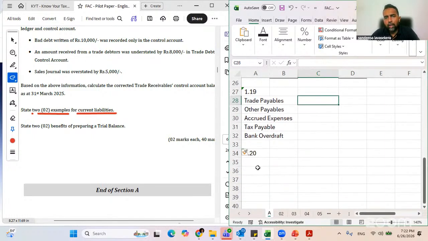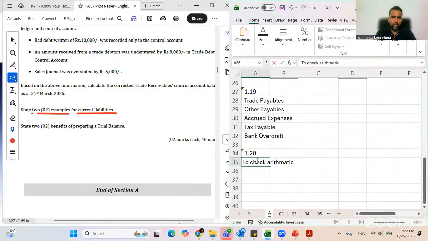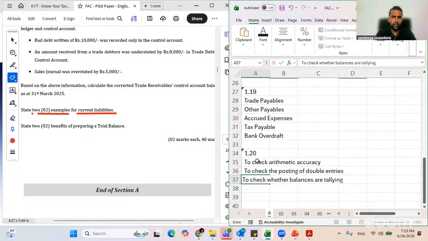State two benefits of preparing a trial balance. What are the benefits of preparing a trial balance? To check arithmetic accuracy, to check the posting of double entries, to check whether balances are tallying, to prepare the financial statements, to get an idea on closing balances.